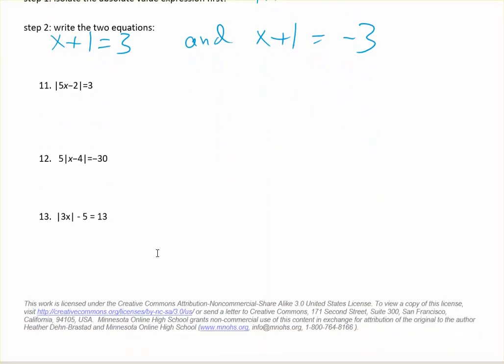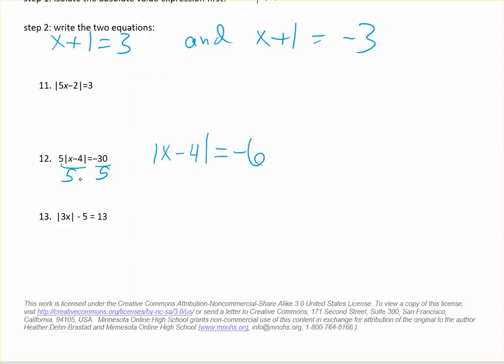Let's look at number 12. Number 12 says 5 times the absolute value of x minus 4 equals negative 30. So I have to isolate my absolute value expression first. So I divide both sides by 5. And that would give me the absolute value of x minus 4 is equal to negative 30 divided by 5, which is negative 6. So let's think about that a minute.